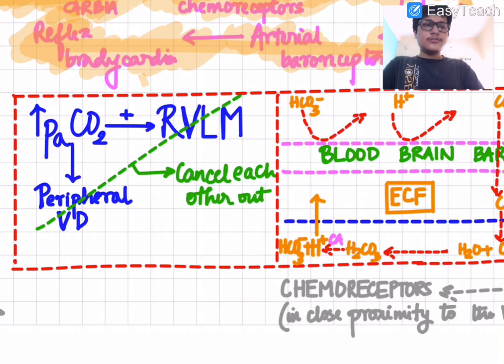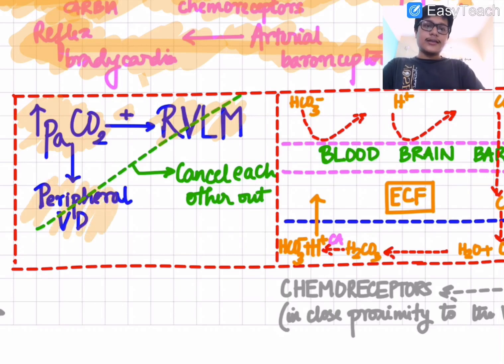So over here I need to discuss two more concepts. These are primarily more important when it comes to respiratory physiology. However, we should discuss this over here itself. That is, the response of the central chemoreceptors to an increase in partial pressure of carbon dioxide. So this increased PaCO2 will directly stimulate the RVLM to cause vasoconstriction and increase blood pressure.